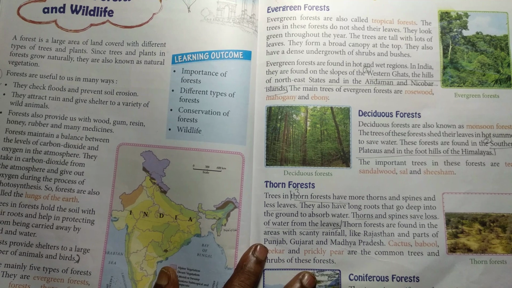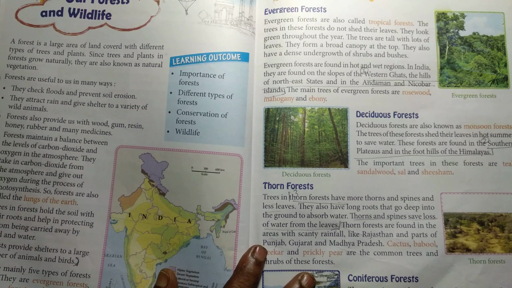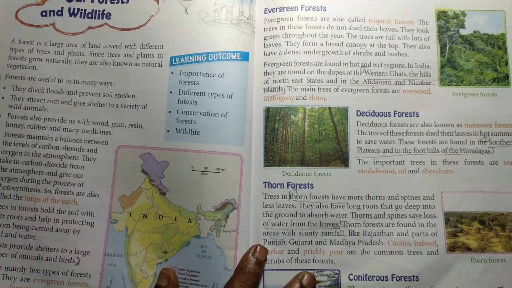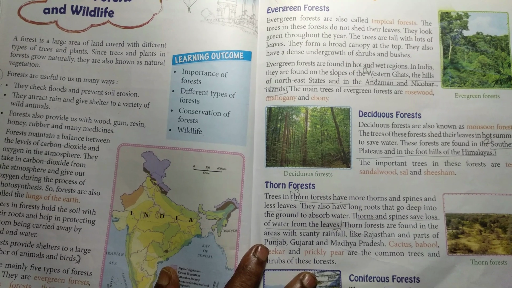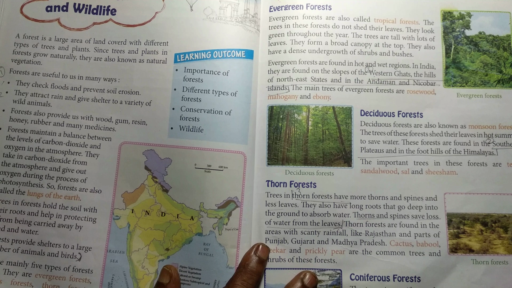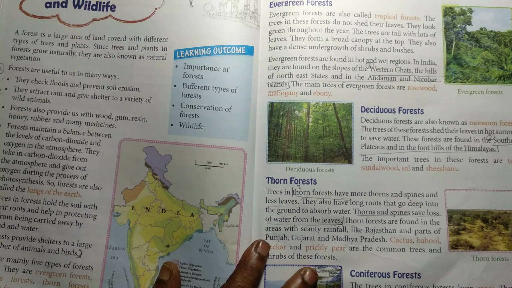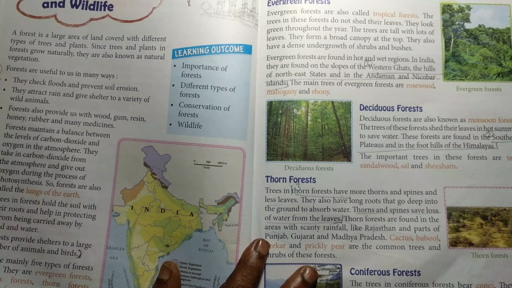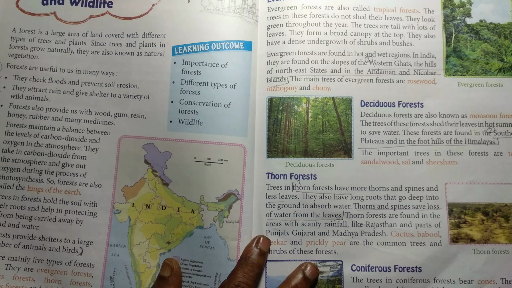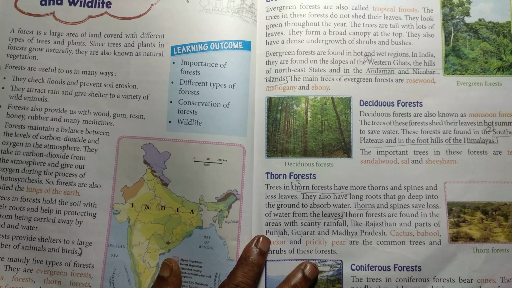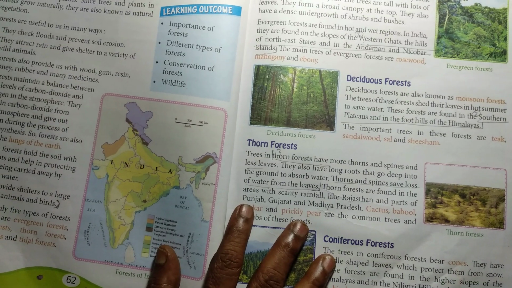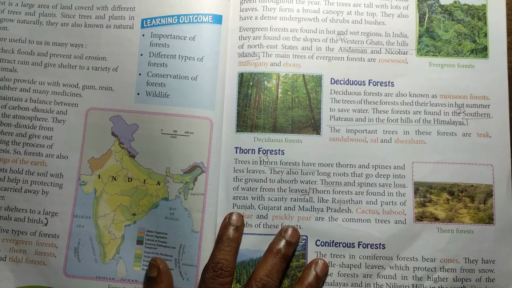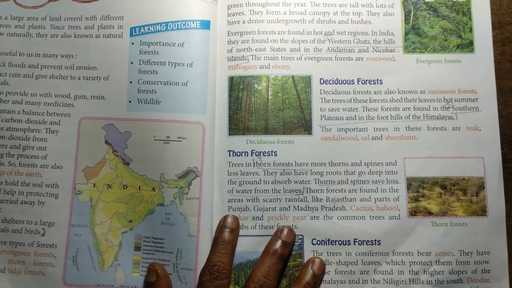In India, they are found on the slopes of the Western Ghats, the hills of the northeast states, and the Andaman and Nicobar Islands. The main trees of evergreen forests are rosewood, mahogany, and ebony.